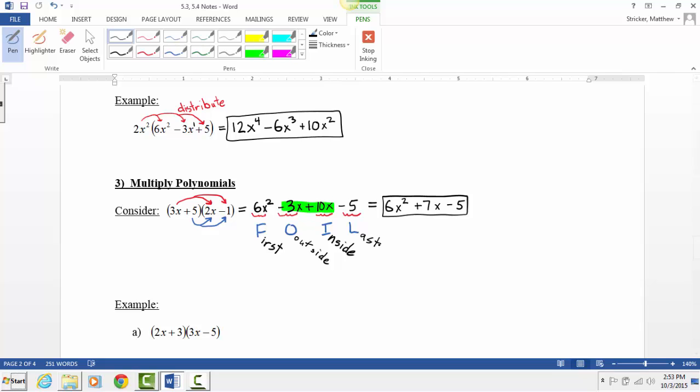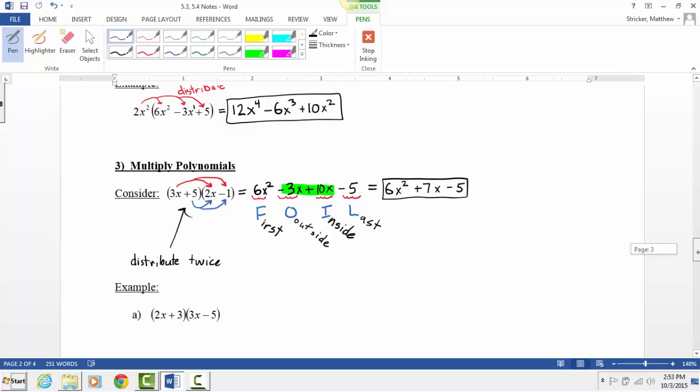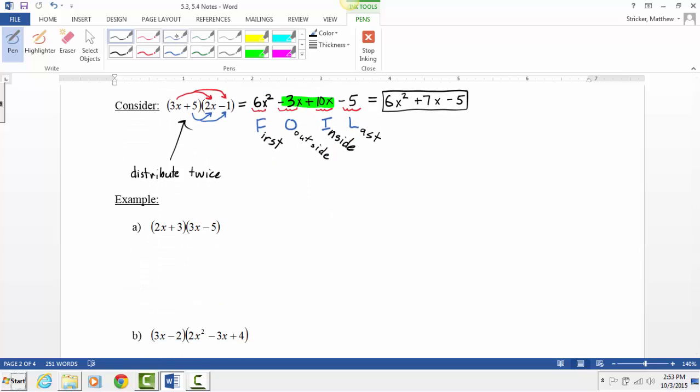But really, I think the easiest way to think about this is you just have to distribute twice. So let's try that again here on the next one. I'm going to distribute 2x times 3x and negative 5. And then I'm going to take 3 times 3x and negative 5.